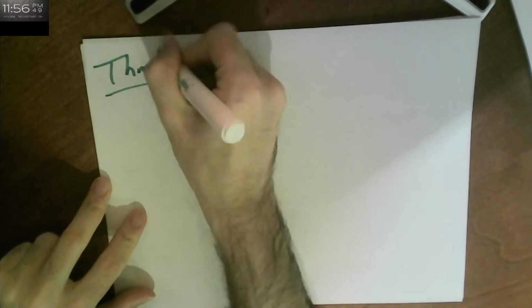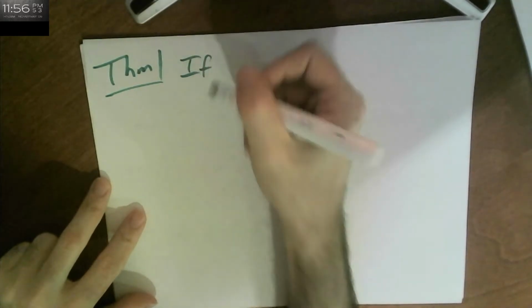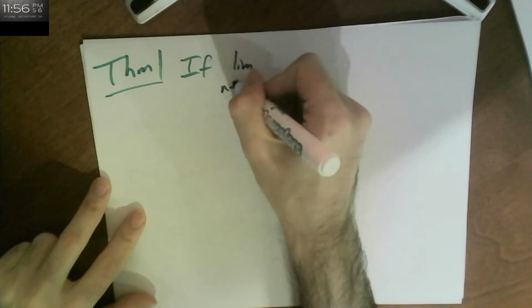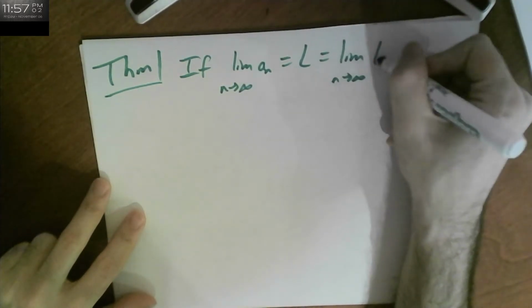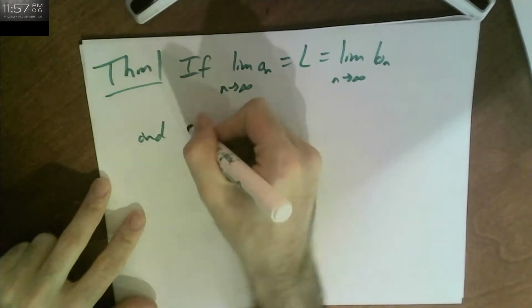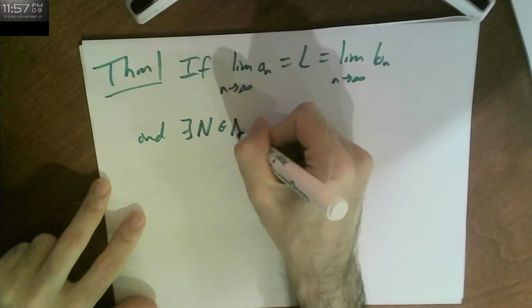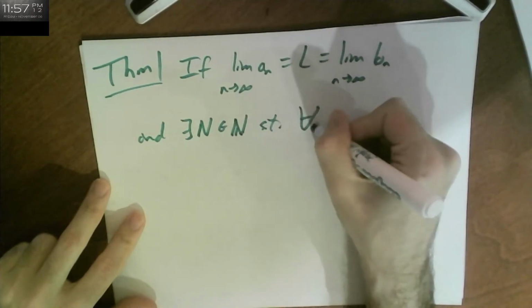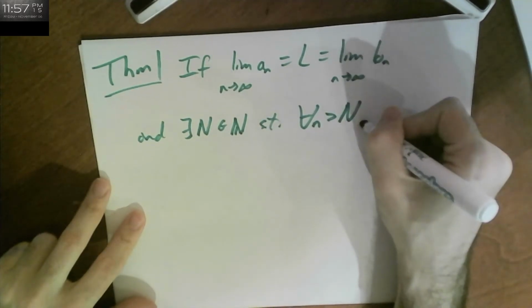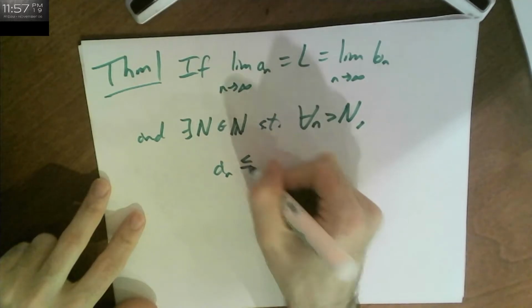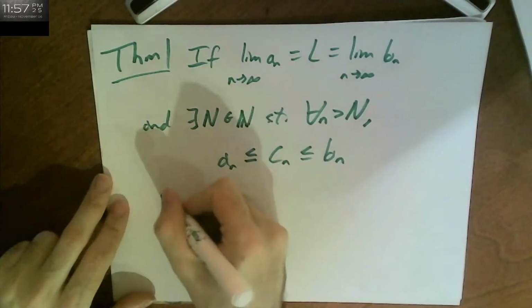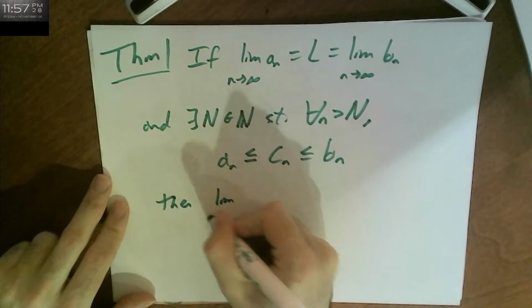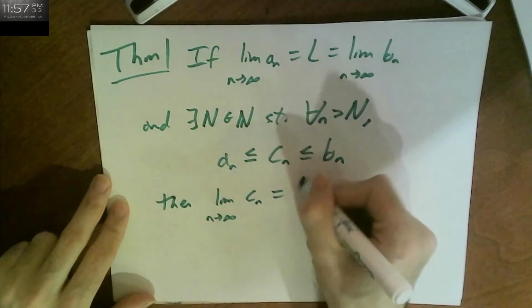Theorem 3. If the limit as n approaches infinity of an is equal to L, which is also equal to the limit as n approaches infinity of the bn sequence, and there exists some capital N, a natural number, such that for all the little n's beyond that number, an is less than or equal to cn is less than or equal to bn, then the limit as n goes to infinity of the cn's is also L.